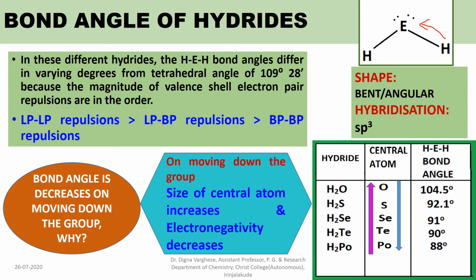But in the case of polonium, it is almost closer to the hydrogen. Hydrogen electronegativity value is 2.1 and for polonium it is about 2. Therefore the bond pair is more towards the hydrogen atom in the case of hydrogen polonide. Therefore the bond angle is decreasing.